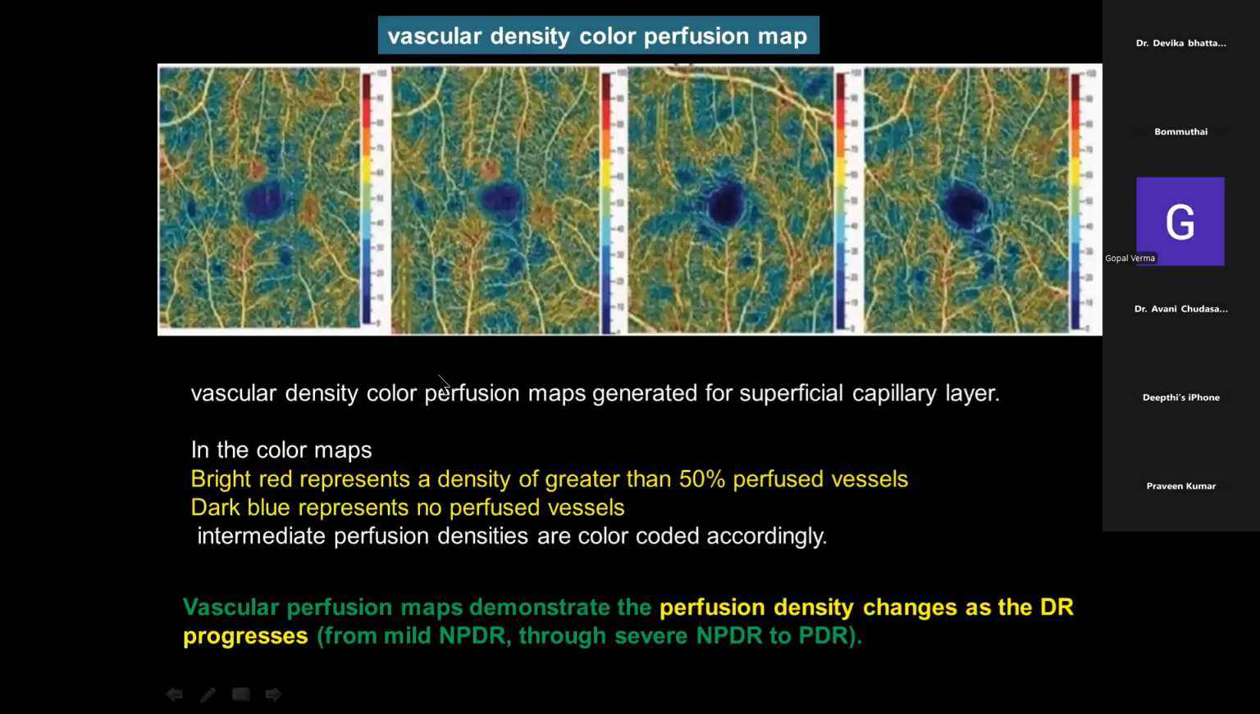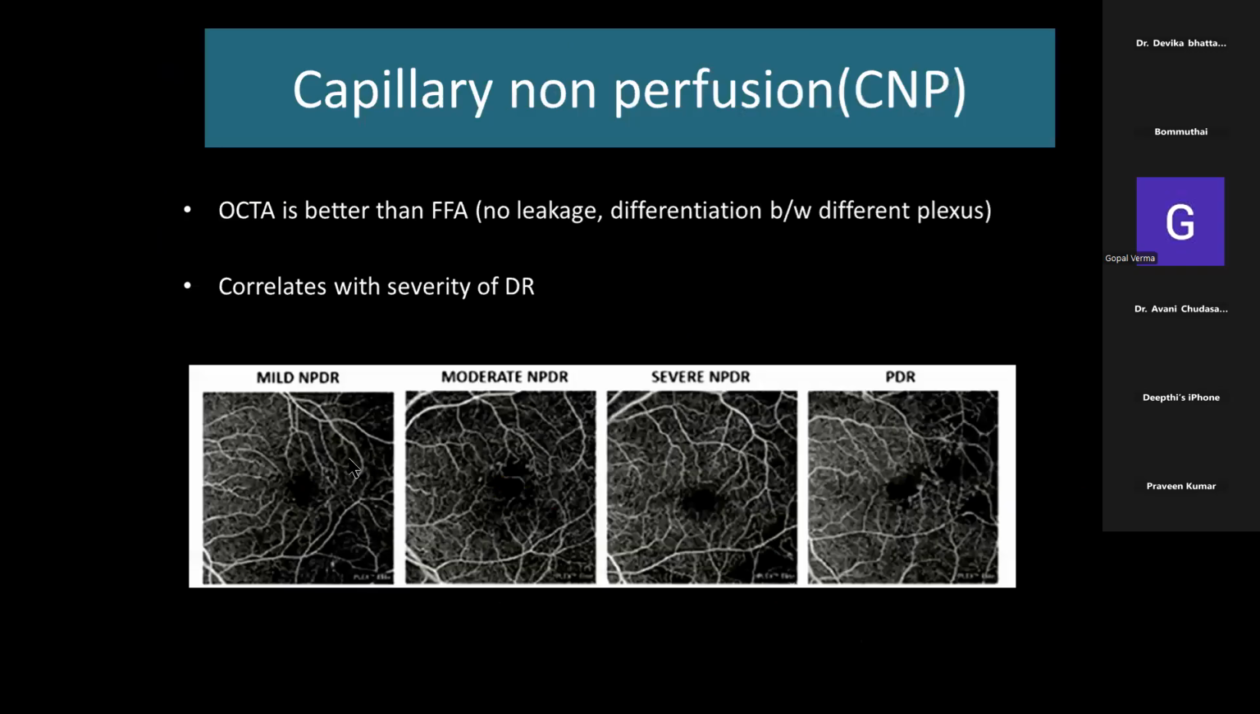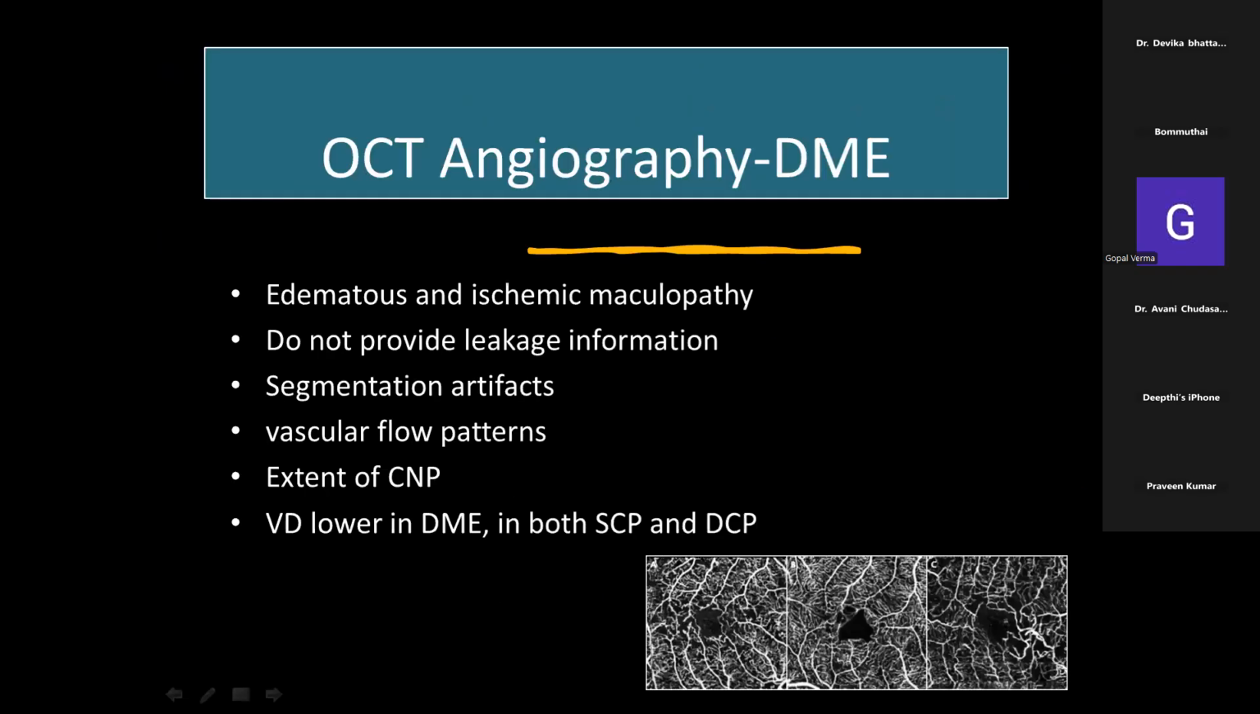In a perfusion map, you can see either bright red images or dark blue colored images. The bright red indicates perfusion density greater than 50%. Blue indicates non-perfused vessels. So you can detect perfusion density and assess the severity of retinopathy. And the OCTA can clearly detect that as the severity of diabetic retinopathy increases, the capillary non-perfusion also increases over a period of time.